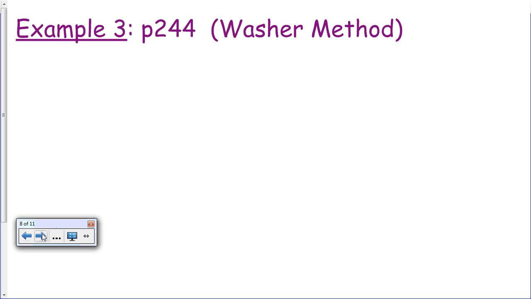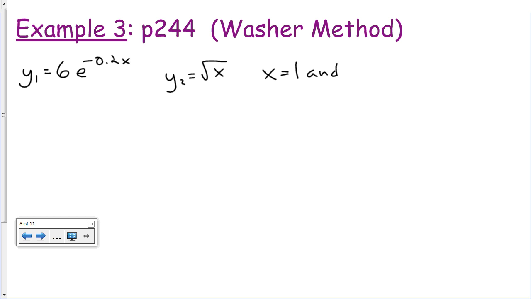It says, let R be the region bounded by the graphs of y1 equals 6 times e to the negative 0.2x. So let's write that down. y1 is equal to 6 times e to the negative 0.2x. And it says y2 is equal to the square root of x. And then it says it's also bounded by the vertical lines x equals 1 and x equals 4. And finally, it says find the volume of the solid generated when R is rotated about the x-axis. So we're going to rotate around the x-axis. All right, so there's all the information we need.